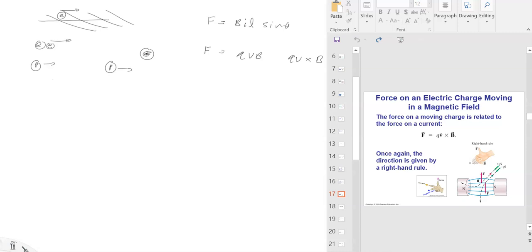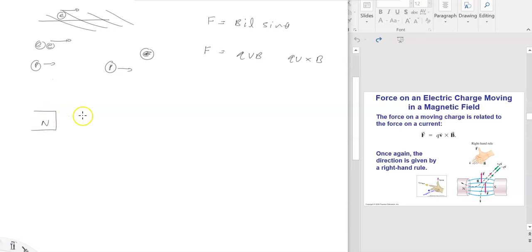Now let's take a look at this PowerPoint diagram. Here you see a magnetic field, north and south. So here's north, here's south. So here's the magnetic field. Let's say we have a positive charge. In the diagram it's denoted by plus Q, right? But let's say a proton. So it's coming in this direction.